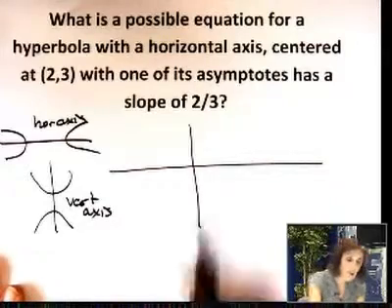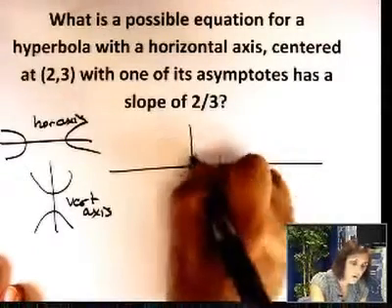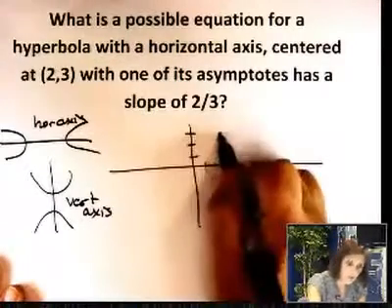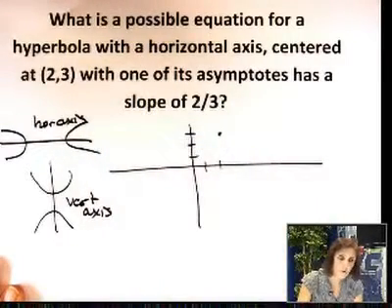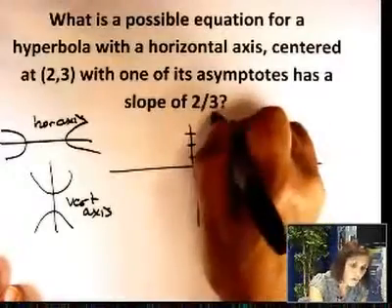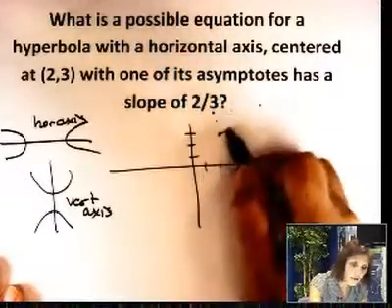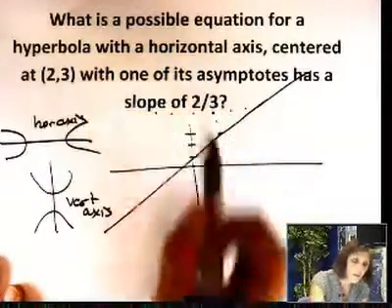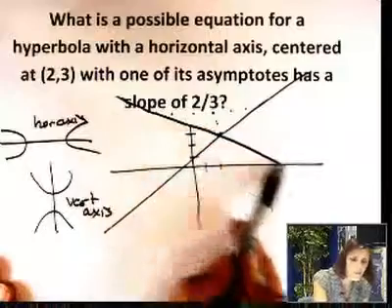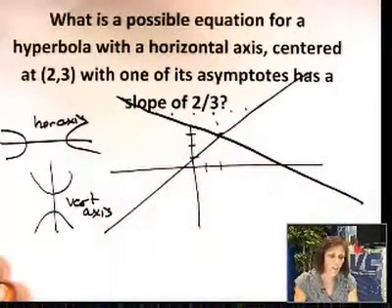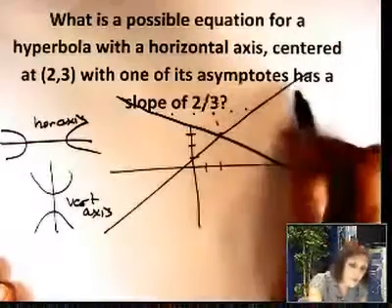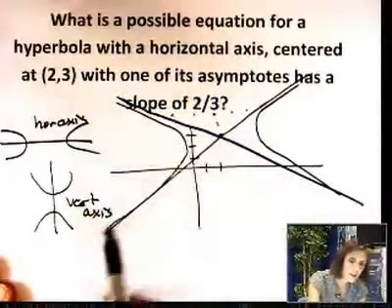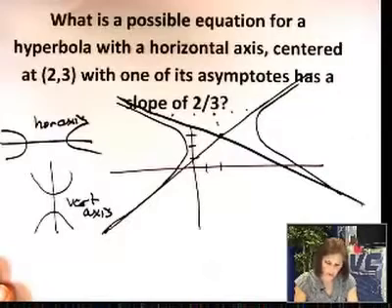Horizontal axis, centered at 2, 3. Okay? So it's going to be centered, and one of its asymptotes has slope 2/3. 1, 2, 1, 2, 3. 1, 2, 1, 2, 3. Okay. And for a hyperbola with a horizontal axis, so it's going to do this. Does it make sense?